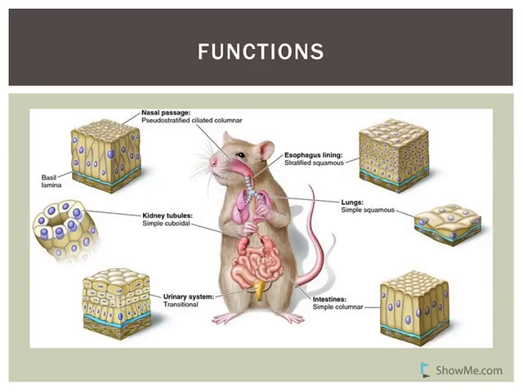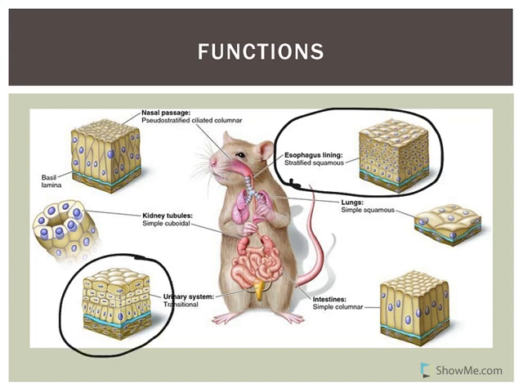Now, functions of epithelial tissues will vary depending on what particular type of epithelium we have. Some of them will serve a protective role, specifically the ones that are more stratified, that you see, say here, lining the esophagus, or the stratified type that we see lining the urinary bladder. But they also are involved in absorption and secretion and in excretion and sensory reception.